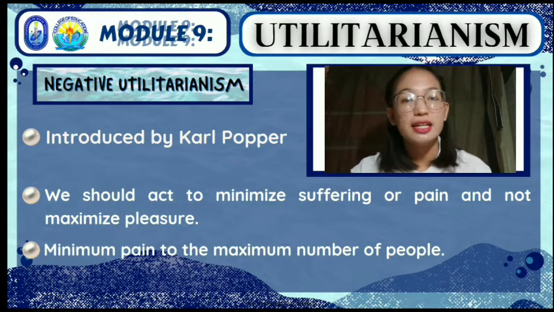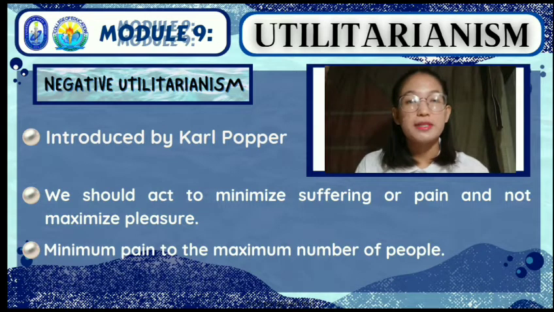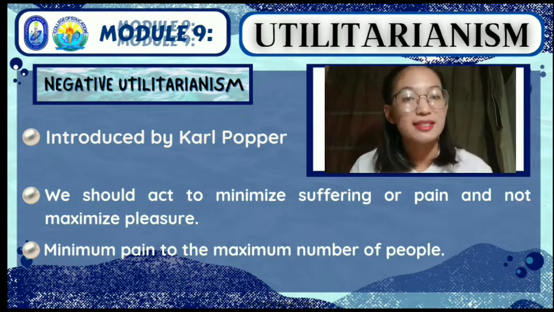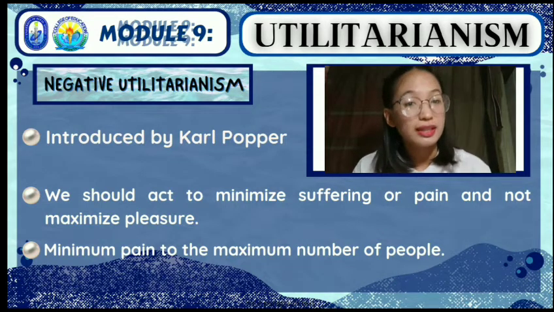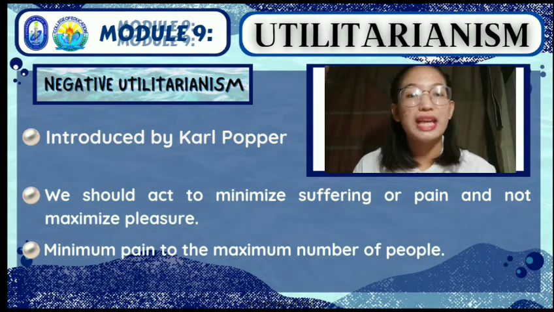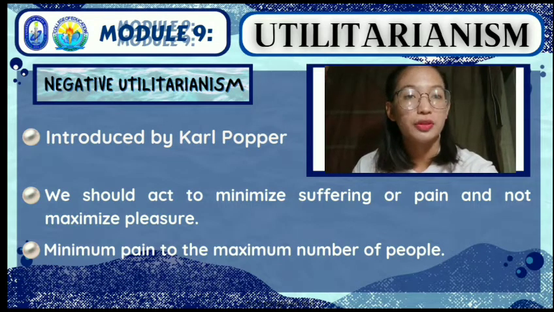Negative utilitarianism is totally different from the first two kinds because here Karl Popper says that its aim is that the maximize pleasure principle should be replaced by minimum pain. Ibig sabihin, Karl Popper says that instead of the maximum or greatest happiness of the greatest number of people, we should aim at the minimum pain to the maximum number of people.